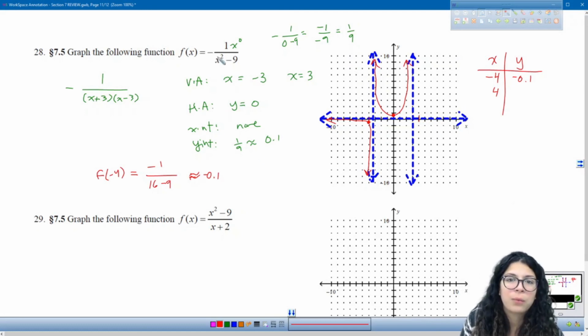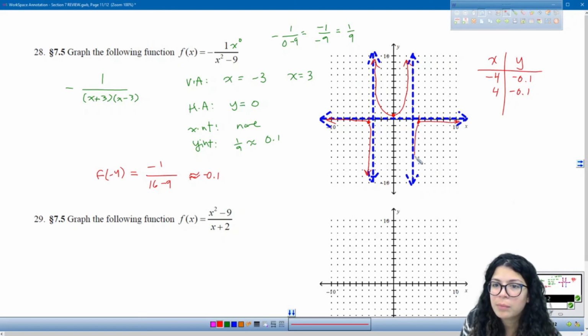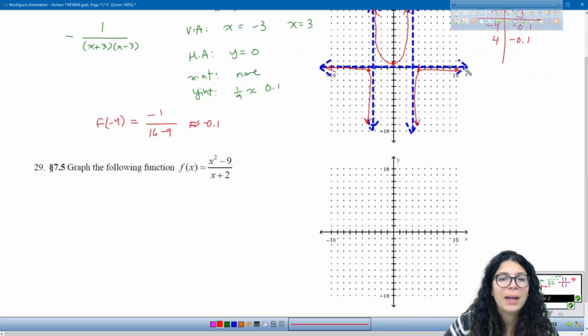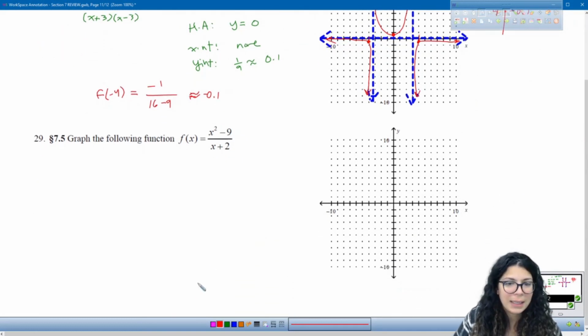Now, if we plug in 4, 4 squared will also be 16. So you can see that this is also going to give me negative 0.1. So this is also graphed on the bottom. So that is what the graph will look like. Let's go ahead and do number 29 next.